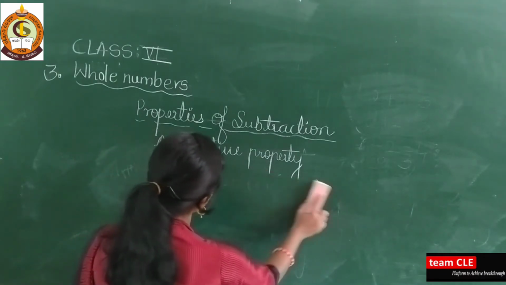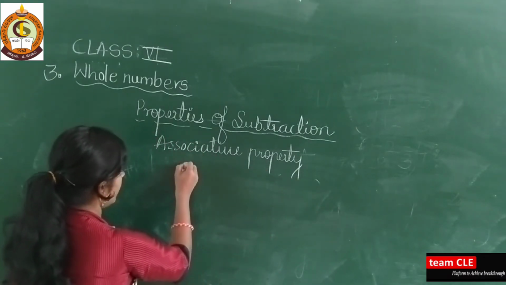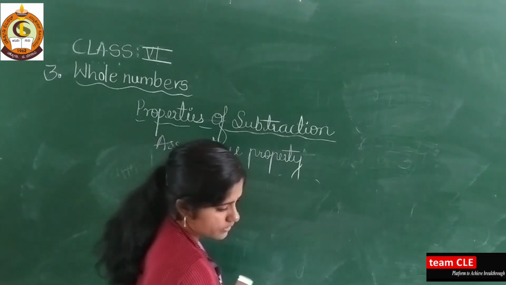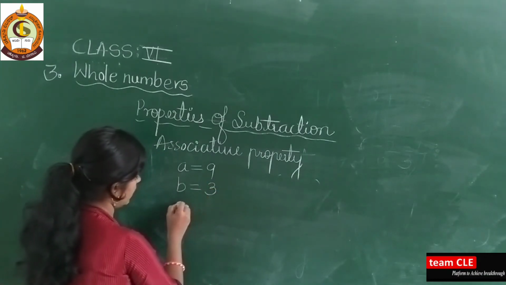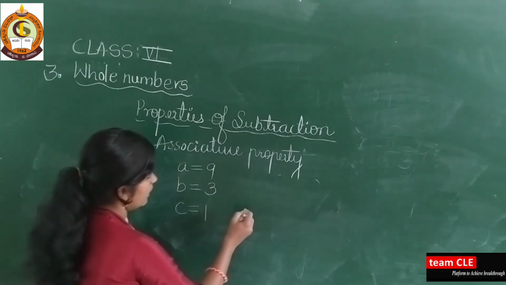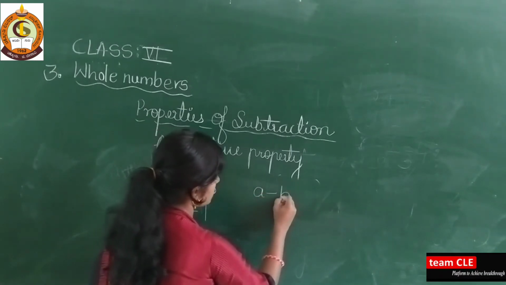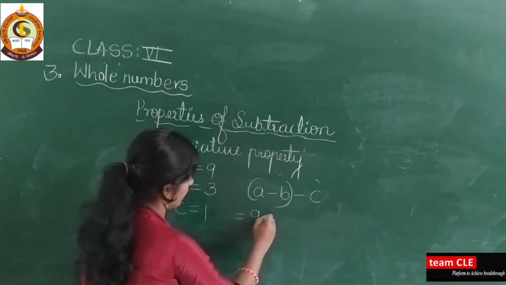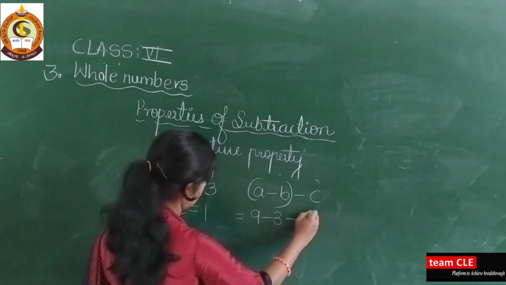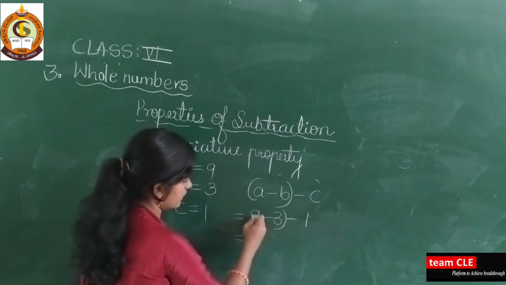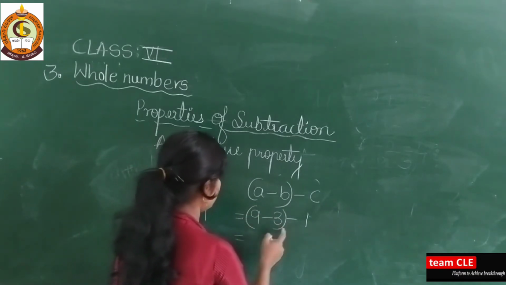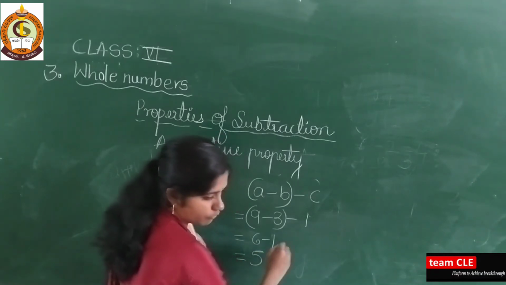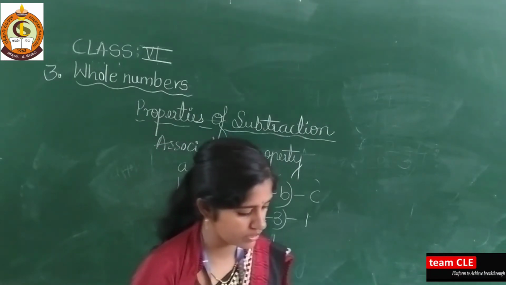Okay, so here I will take A is equal to 9, B is equal to 3, and C is equal to 1. Subtract A minus B minus C. I will make here a group of A minus B. Take 9 minus 3 minus 1. So tell me, 9 minus 3 is how much? 9 minus 3 is 6, minus 1. 6 minus 1 is 5.